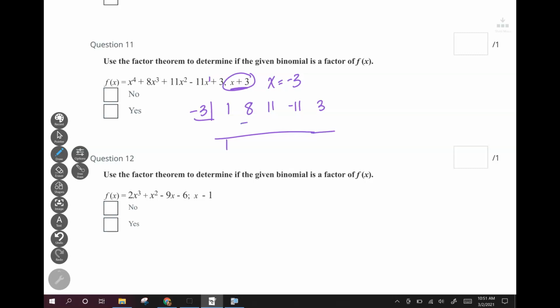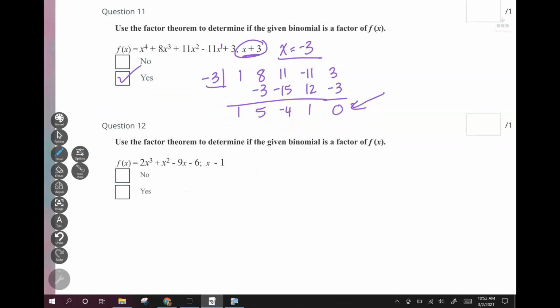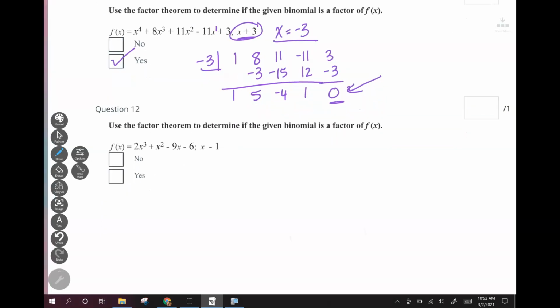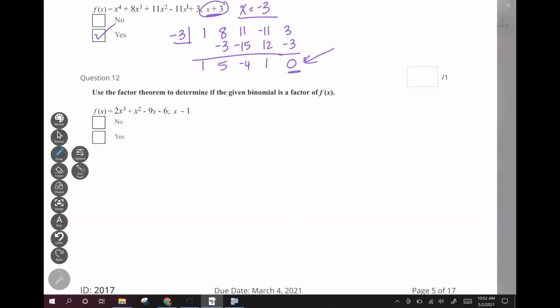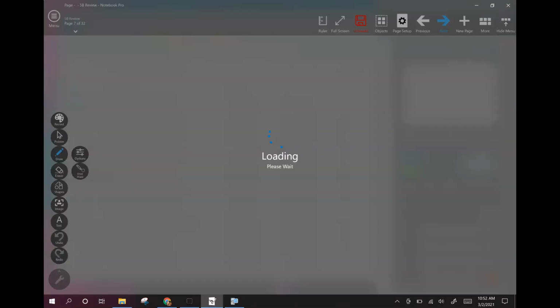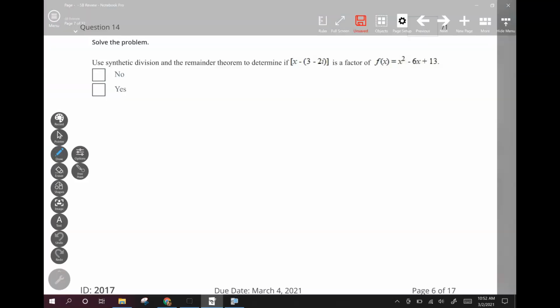Drop the 1, multiply, add, multiply, add, multiply, add, multiply, and my remainder is 0. So this tells me that -3 is a 0 of that polynomial, and that x plus 3 is a factor. Okay, so just looking for a remainder of 0. Okay, we'll continue, find a different type of problem to look at.